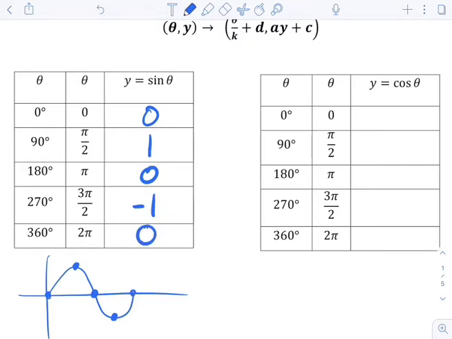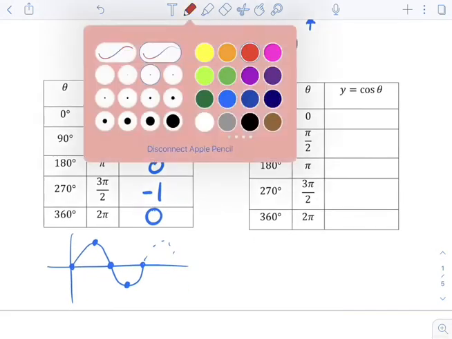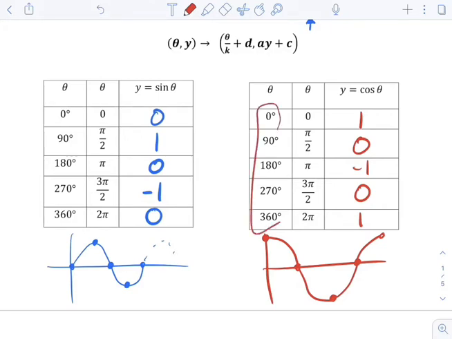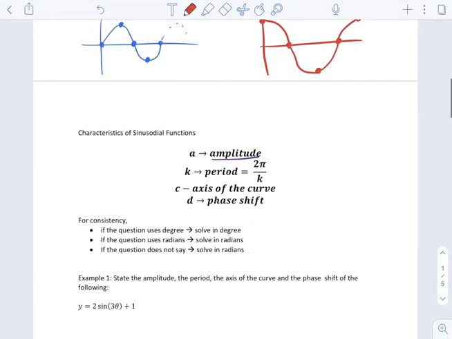And we continue on. Our cos graph is a little bit different. The cos graph just starts at its maximum, 1. Goes down to the x-axis. Goes down to its minimum. Back to the x-axis, and then ends at its maximum 1. So really the idea is the x values stay the same for sine and cos. The only difference is the starting point of the two graphs. So let's go through some characteristics that we should be familiar with.